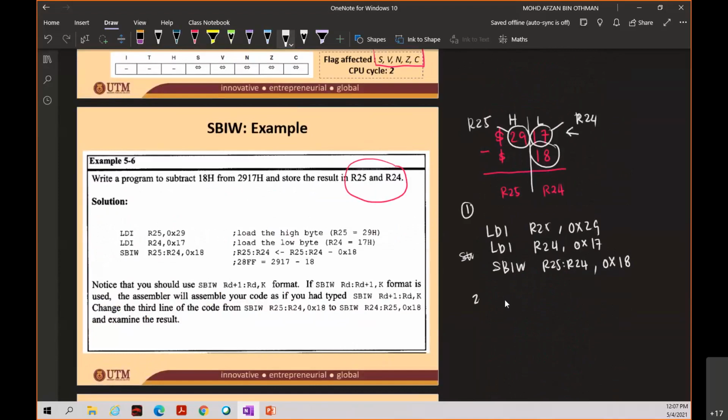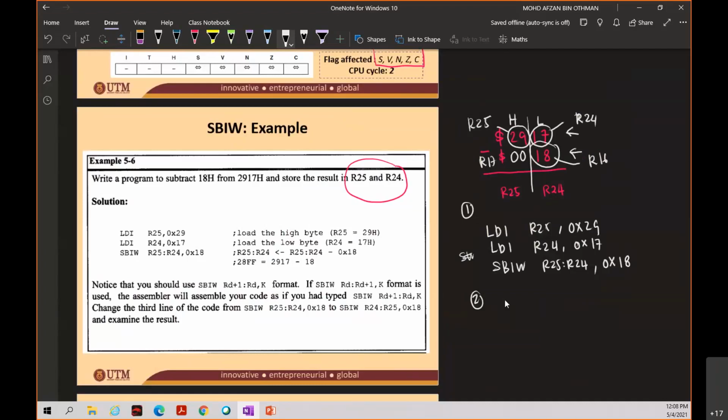The second method, you can also use the SUB and SUBI, SBC. So how to do that? Since this involves a 16-bit number, why not make the 18 also a 16-bit number? Now your 18 becomes 0018. So what happened here? This one you put in R16, and this one you put in R17.